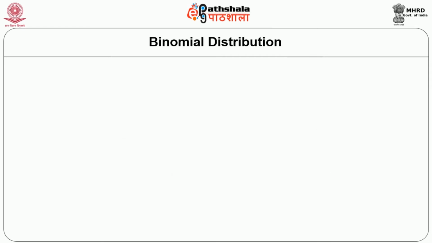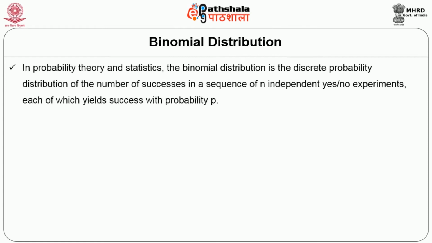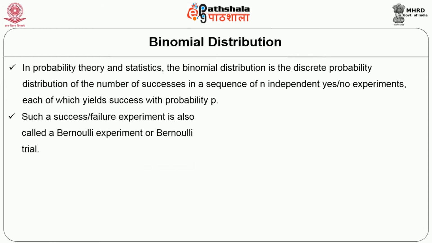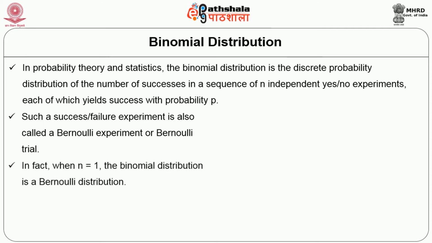Now let us understand another very popular distribution, the binomial distribution. In probability theory and statistics, the binomial distribution is the discrete probability distribution of the number of successes in a sequence of n independent yes or no experiments, each of which yields success with probability p. Such a success or failure experiment is called a Bernoulli experiment or Bernoulli trial. In fact, when n is equal to 1, the binomial distribution is a Bernoulli distribution.